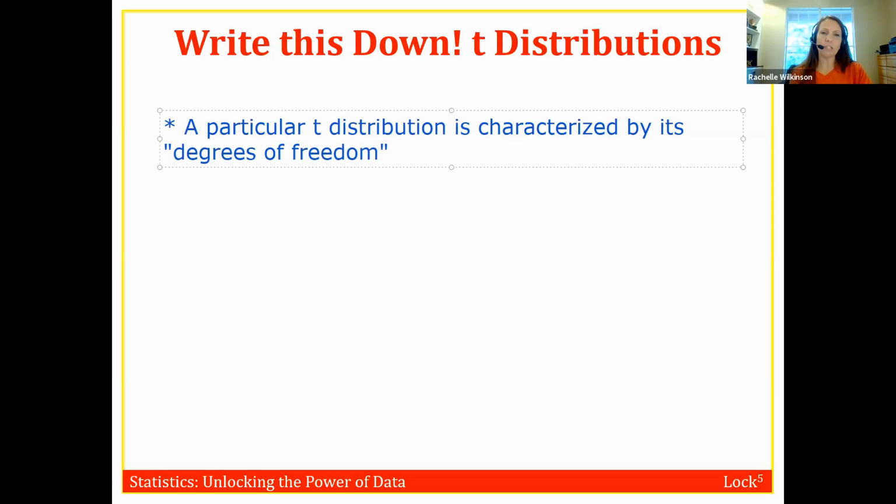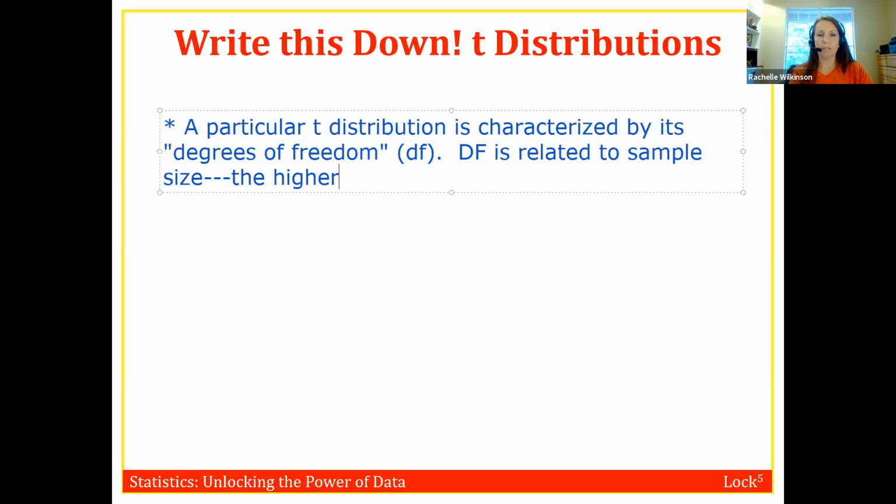And degrees of freedom is just a measure of how much information we have in the sample, and it's always going to be related to the sample size. We also usually abbreviate degrees of freedom as DF. So I'll just say degrees of freedom is related to sample size. The higher the sample size, the higher the degrees of freedom.